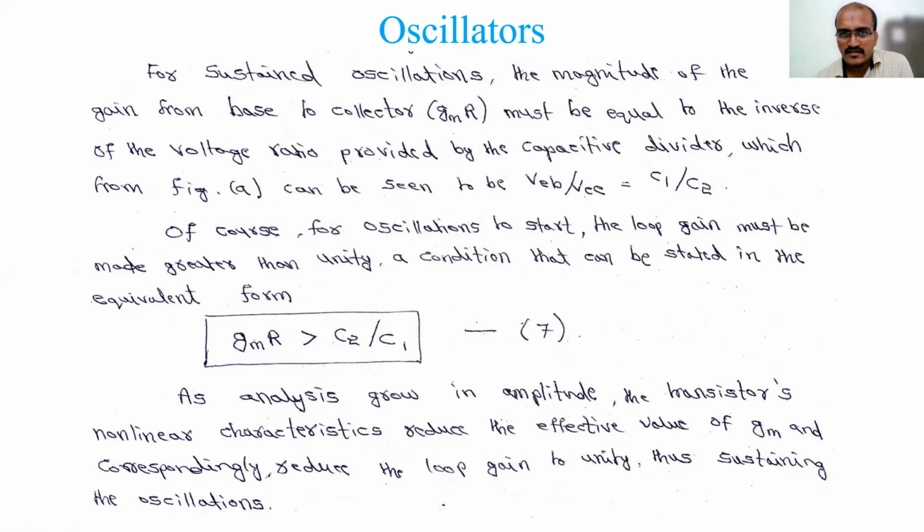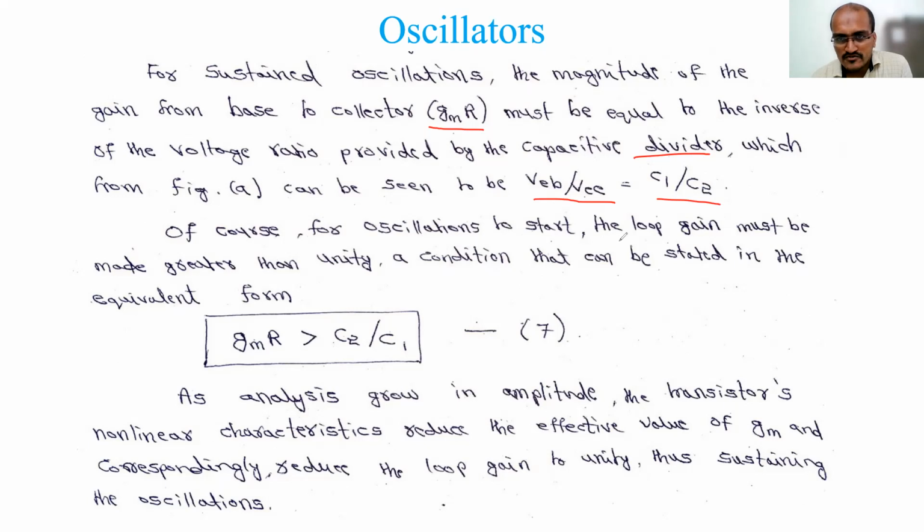If it comes, then gm into R parallel to r0 parallel to RL, like that you will write. In this circuit I have taken a basic single R, that's why the gain of this circuit is gm into R. This must be equal to the inverse of the voltage ratio provided by the capacitive divider, which from figure A can be seen to be VEB by VCE. So from figure A this is C1 by C2 as I mentioned. My equation got C2 by C1, but it should be C1 by C2, the reciprocal.